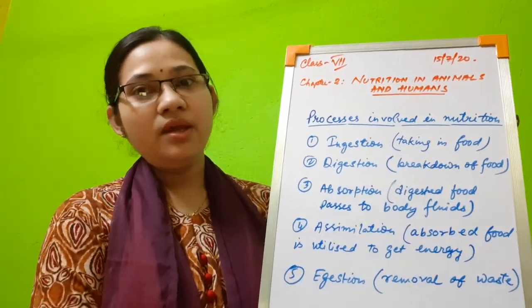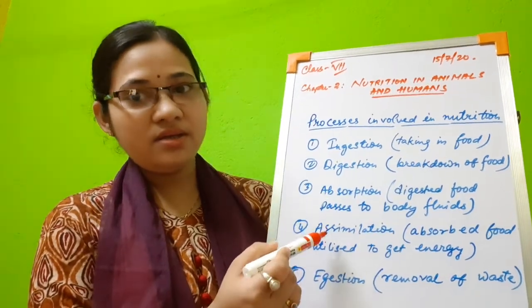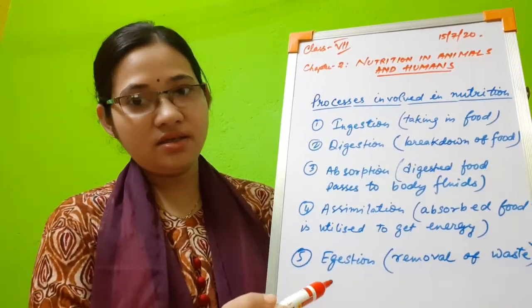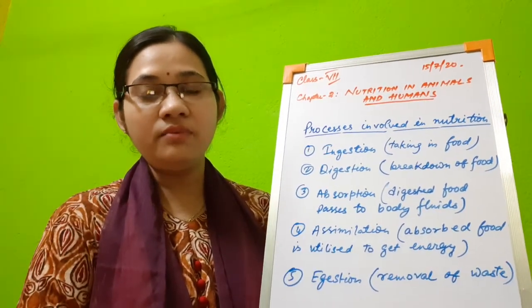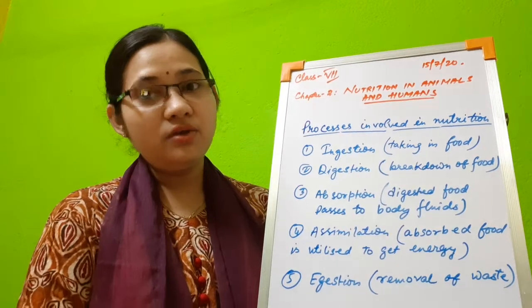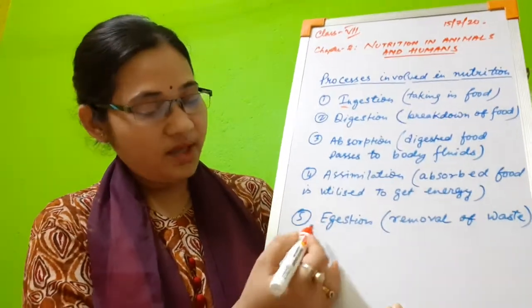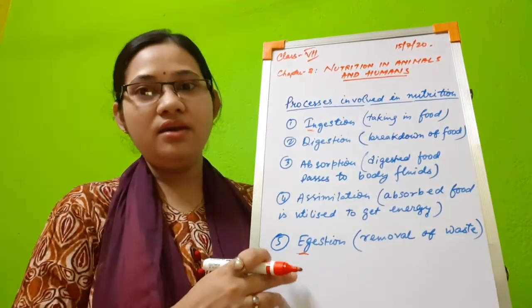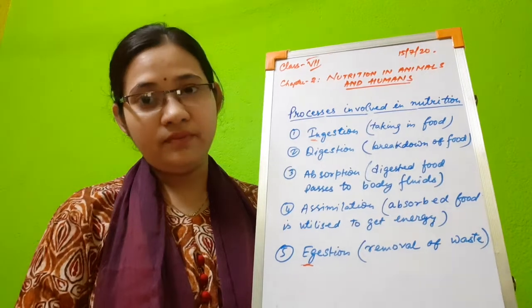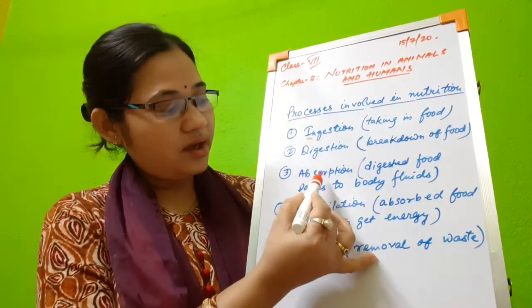Please remember: ingestion, digestion, absorption, assimilation, and egestion. So these are the 5 important steps which are involved during the process of nutrition. Now ingestion, please see the spelling: ingestion, and the last one is egestion. Okay, in means to take in and egestion means removal. So please don't confuse.